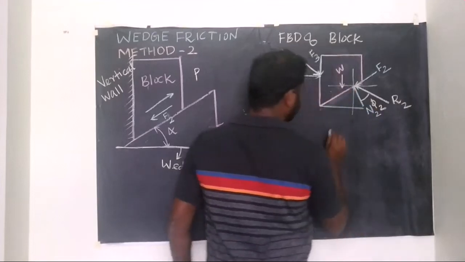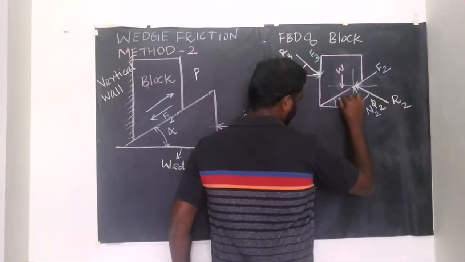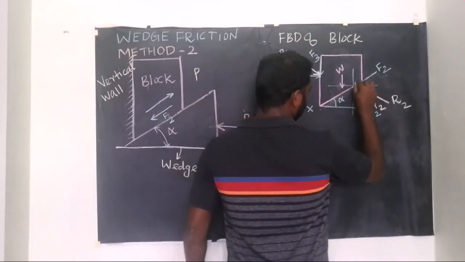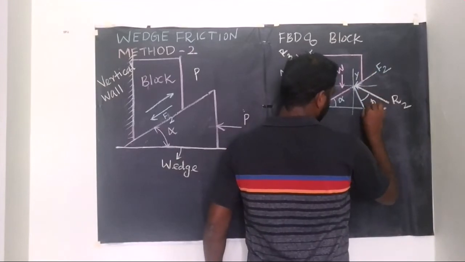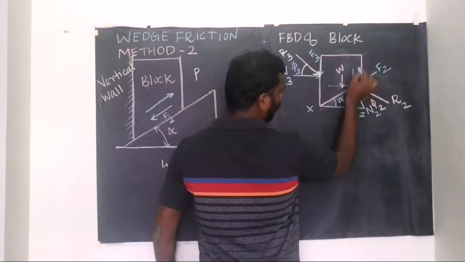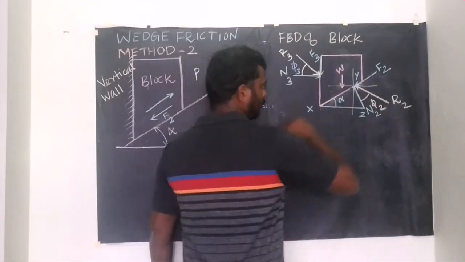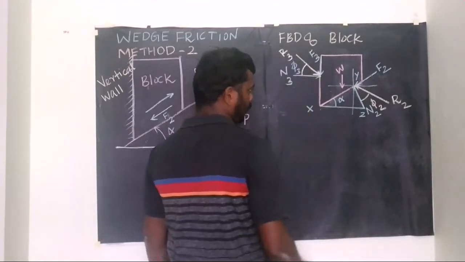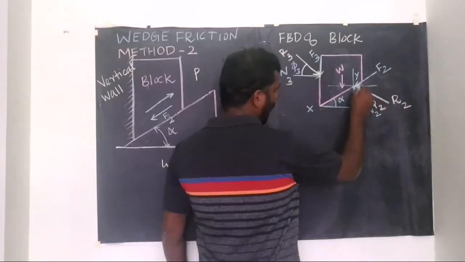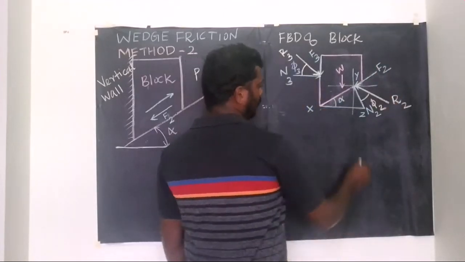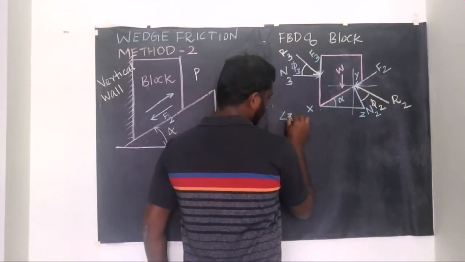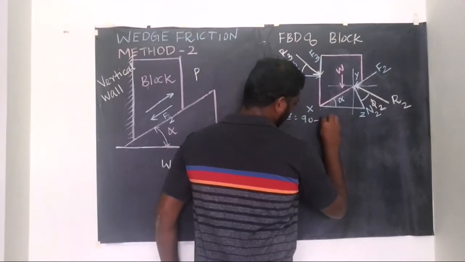This angle is alpha. Then assume this point as x, this point as y, and this point as z. In this triangle, angle of x is alpha. Then this line is perpendicular to this inclined line. It means that angle of y is 90 degrees. Then angle of z is nothing but 90 minus alpha.